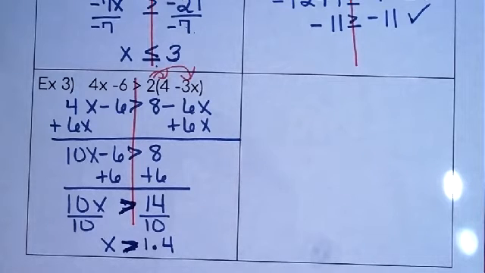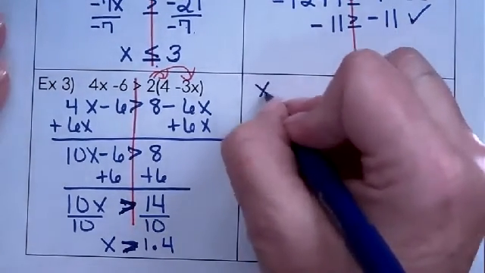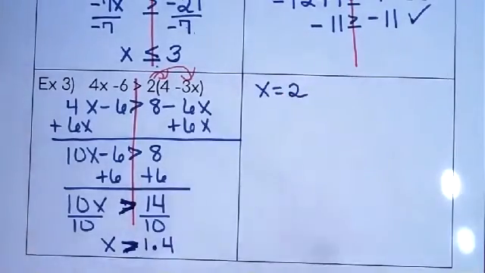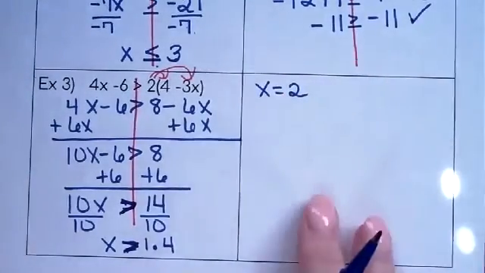Now you're scratching your head and going, that's a decimal. I don't want to check a decimal. Well, you know what? You don't have to check a decimal. You just need to check a number that is greater than 1.4. What is a nice, easy number that is larger than 1.4? Well, what about 2? Just like that. So let's check 2. Okay?